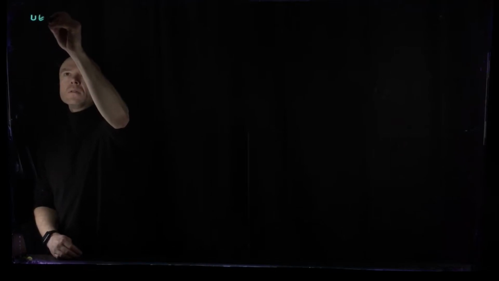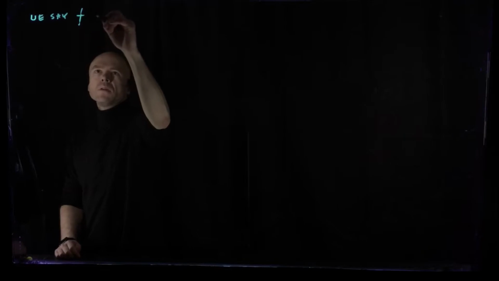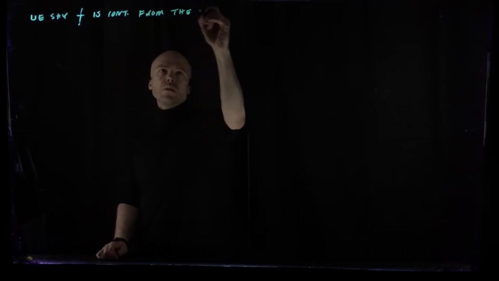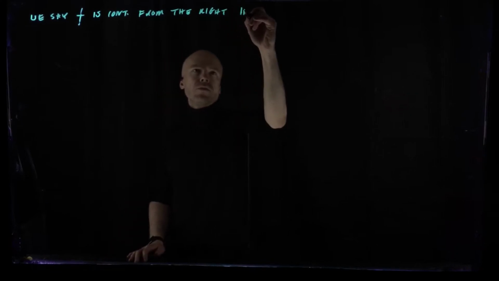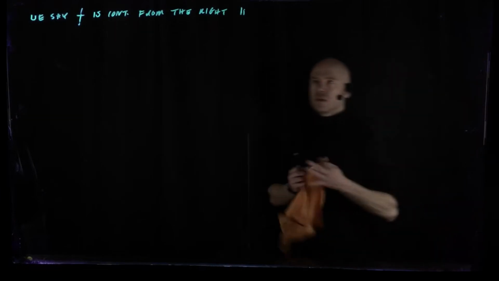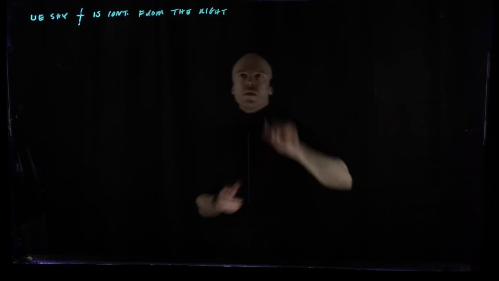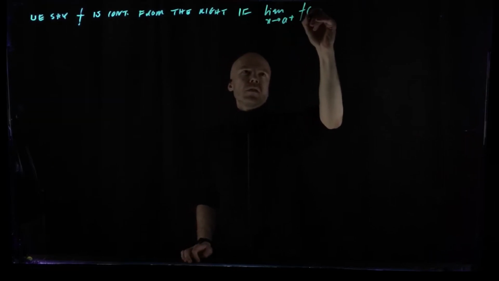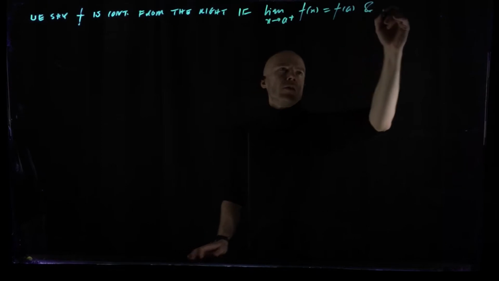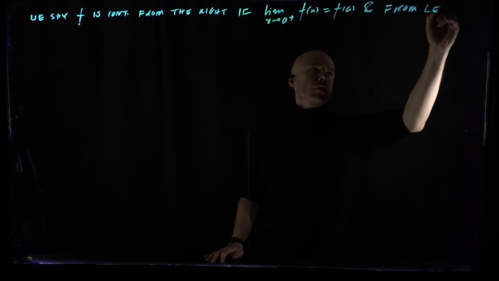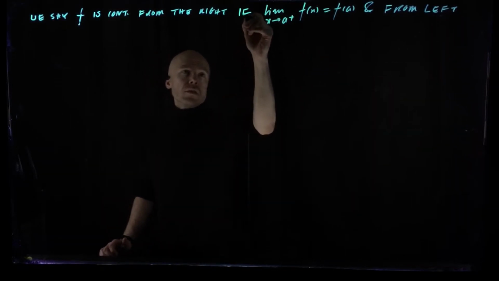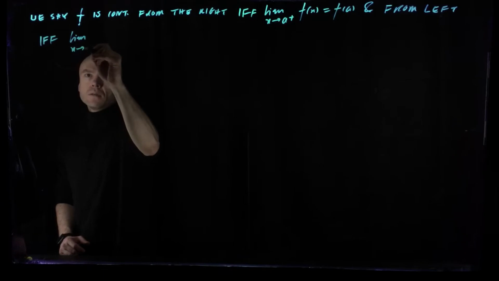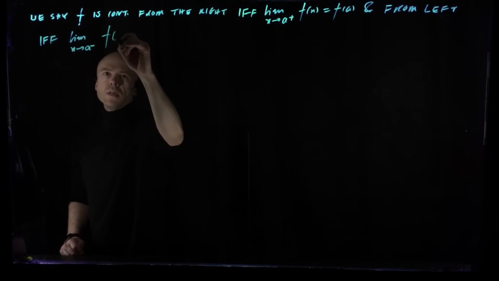So we say f is continuous from the right if the limit as x goes to a plus of f of x equals f of a, and from the left if, so this is a definition, so it's if and only if, the limit as x goes to a from the left of f of x equals f of a.